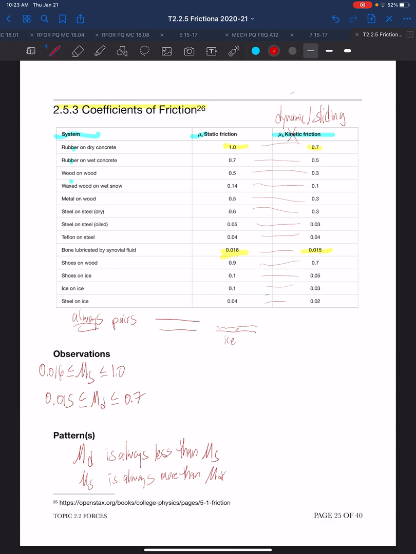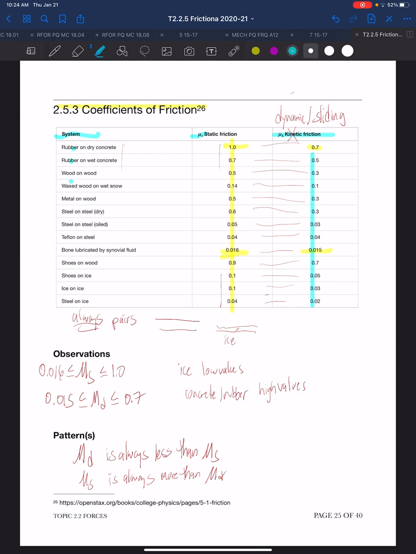If we notice, the rubber on concrete tends to have high values. Wherever we have ice, we have low values. Ice, low values. And we have concrete and rubber, high values. So those are just some patterns and trends to recognize. But I would say the biggest takeaway here is that the static is always larger than the dynamic.